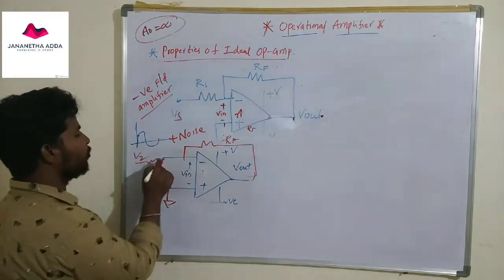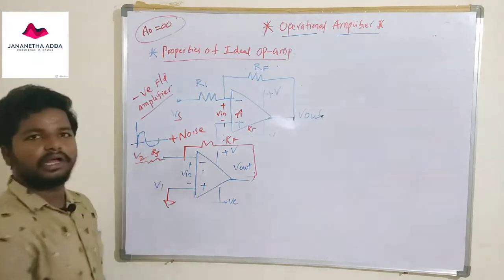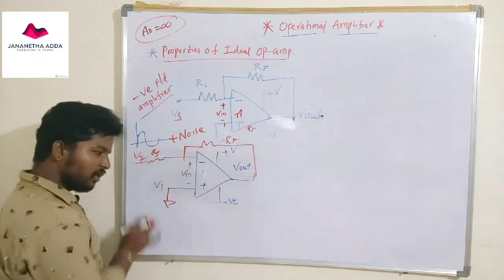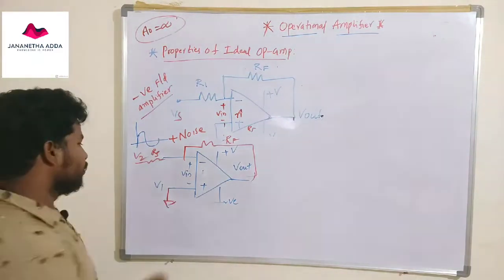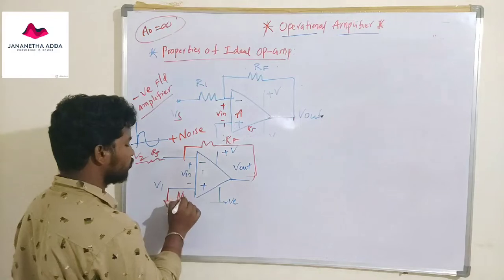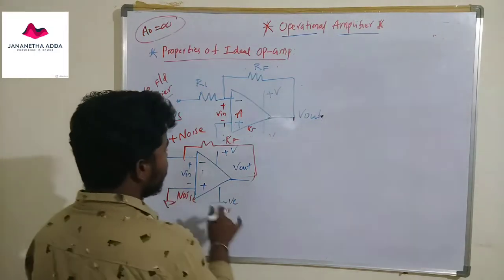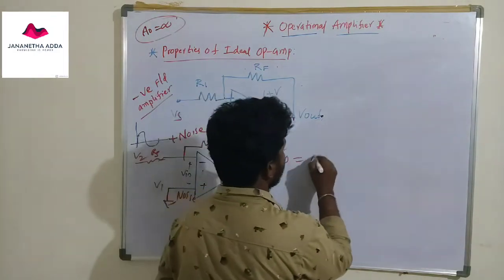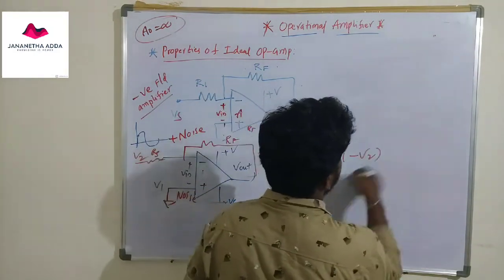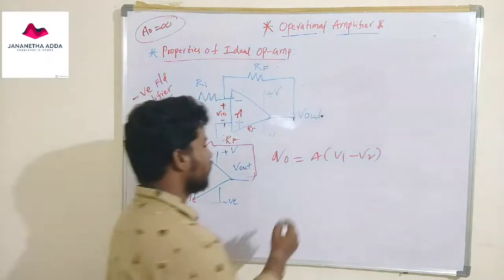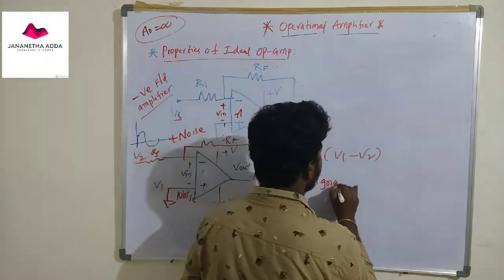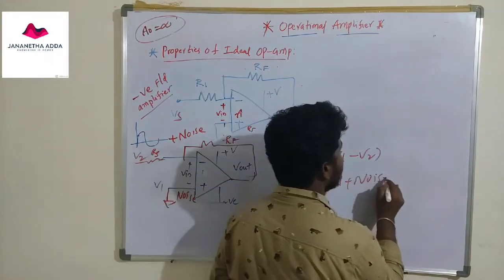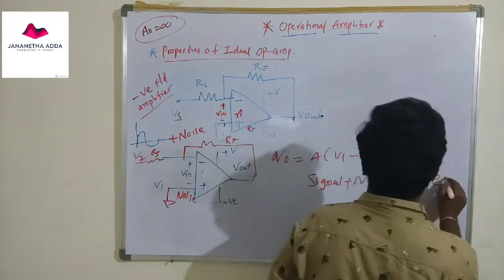If I give the input to this section having resistance RS, it will not take only 0, it will take some noise. Because V output is equal to A1 times (V1 minus V2), V1 will take signal plus noise, and then V2 will be only noise.